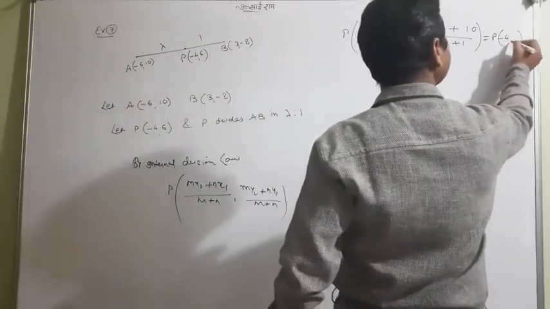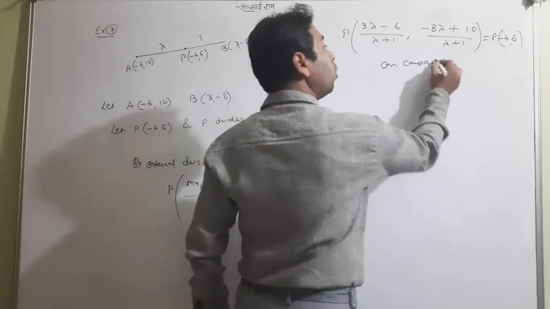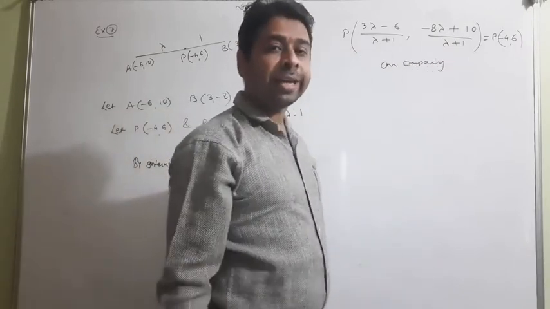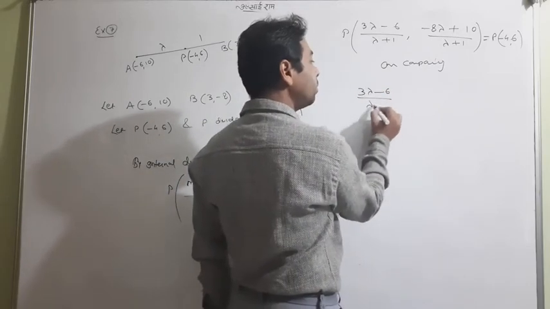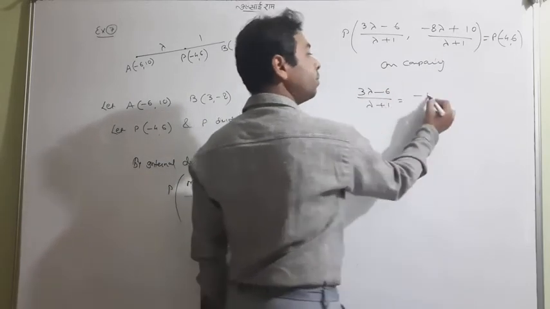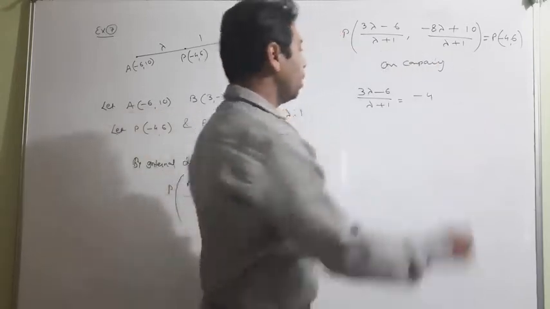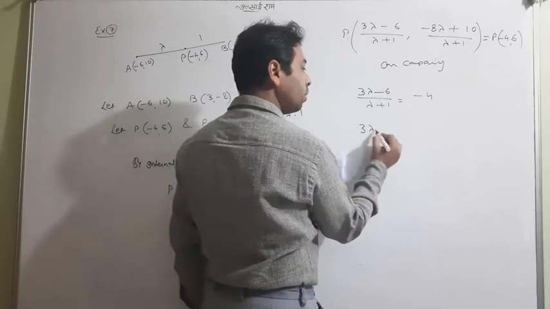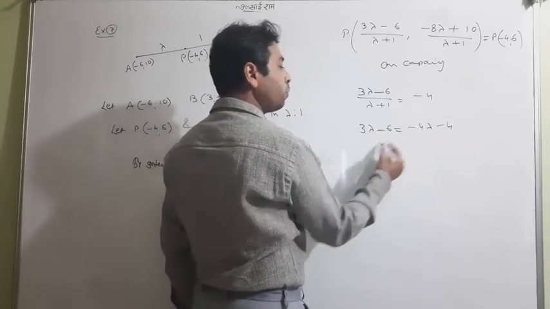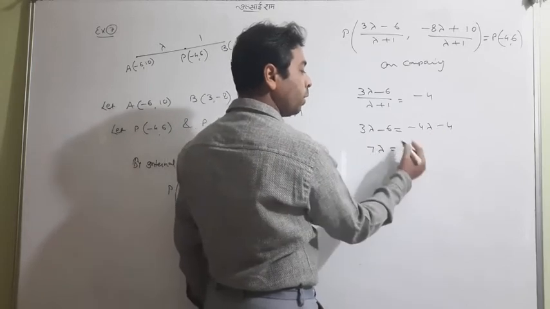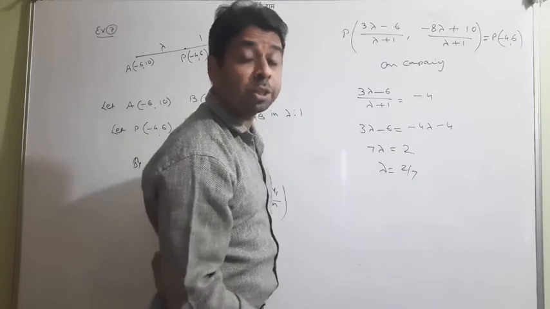Now you can compare, comparing any one coordinate, either x coordinate or y coordinate. Student, I am simply comparing first coordinate with first coordinate. This equal to this, and this equal to this. So any one you can compare. So just put your lambda, cross multiply: 3 lambda - 6 = -4 lambda - 4. So 3 lambda plus 4 lambda is 7 lambda equal to -4 + 6, which is 2. So you got lambda equal to 2/7, which is positive.